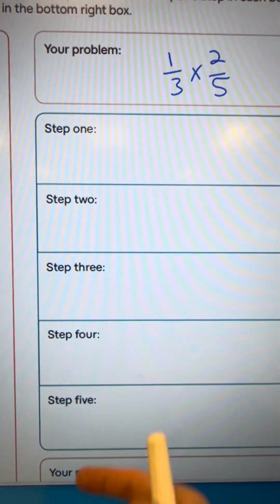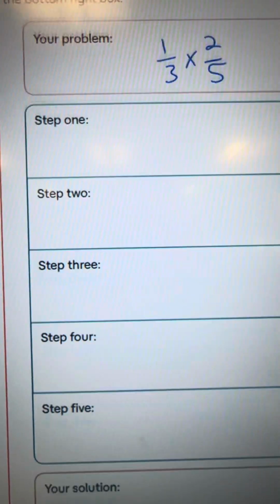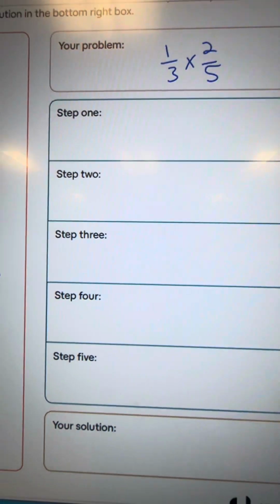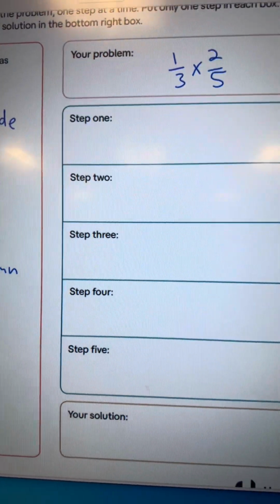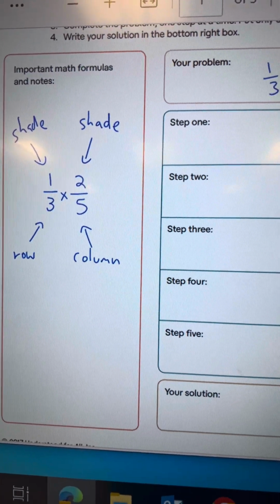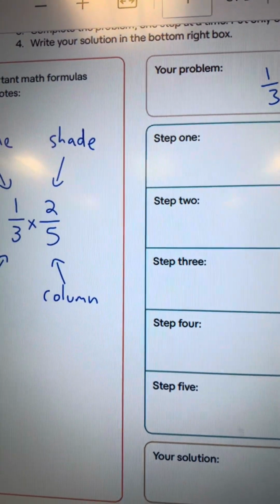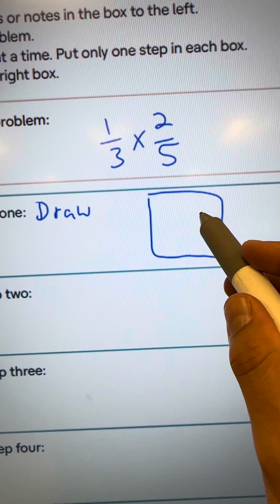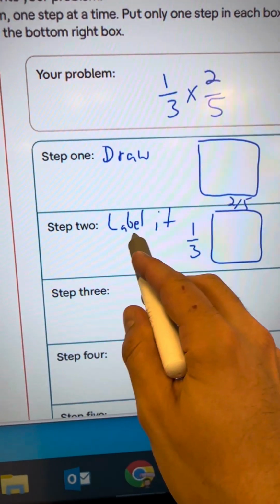So steps 1 through 5, your problem at the top, and then we're going to put our solution at the bottom. So even if you don't have this exact copy, you could just do it on any sheet of paper. You just got to organize it in this format. Step 1, you're going to draw a square. Step 2, you're going to label it.